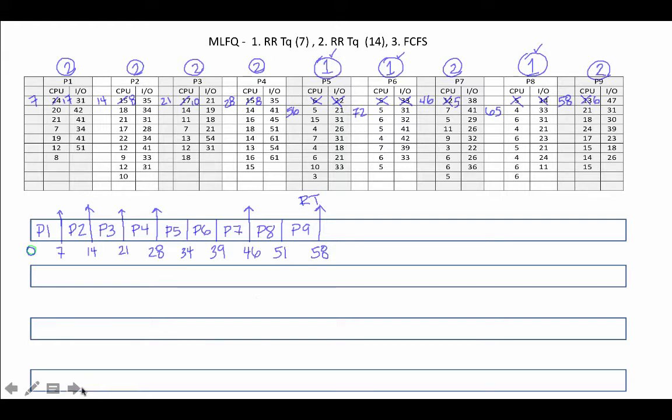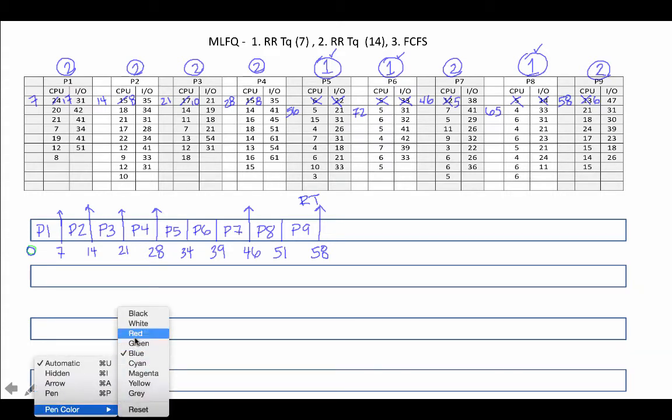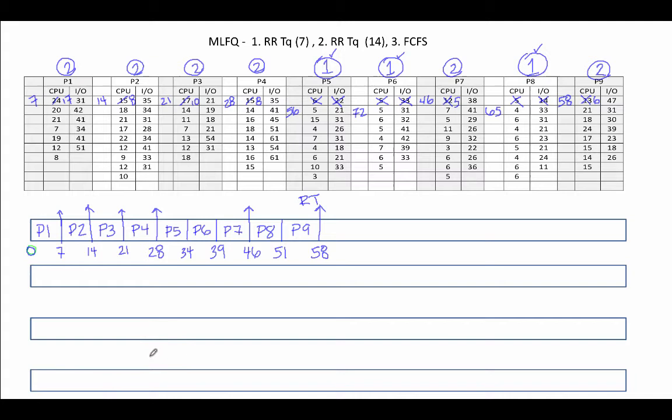So now I'm going to change the pen color just so it makes it easier to follow what's happening. And let's continue. So now the current time is 58. So if the current time is 58, we have to take a look and decide if any level 1s are in the ready queue.